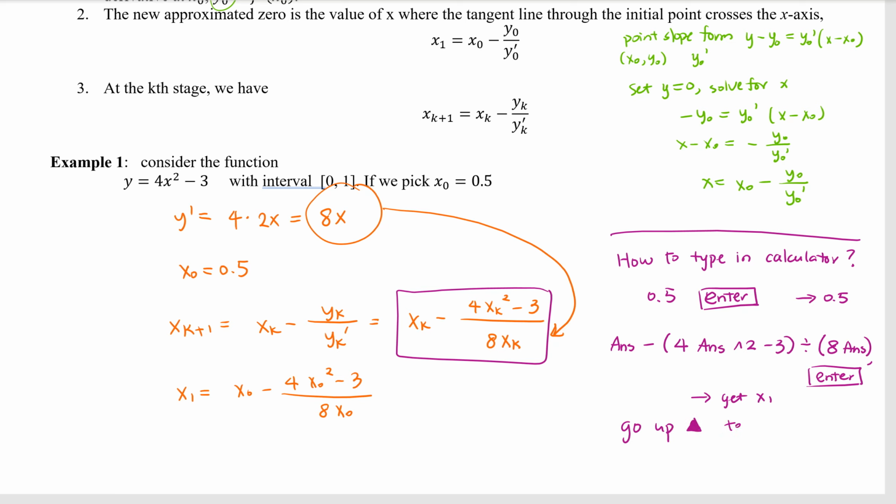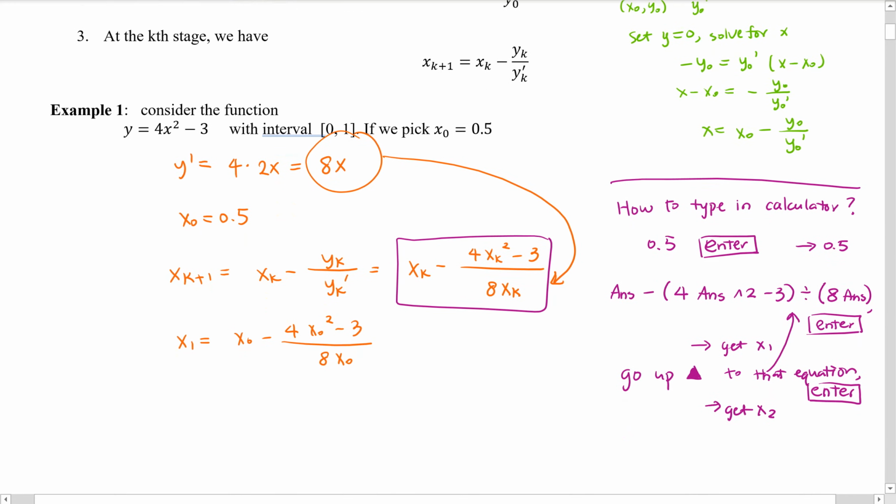Okay, then you go up to the previous line, go to that equation and click enter again. So here then you will get x2. So each step you just go up to the previous line and click enter. Okay, then so we complete this process. So each step you don't need to retype the formula again. Just go up one line and click enter. Then you will get all the x's.